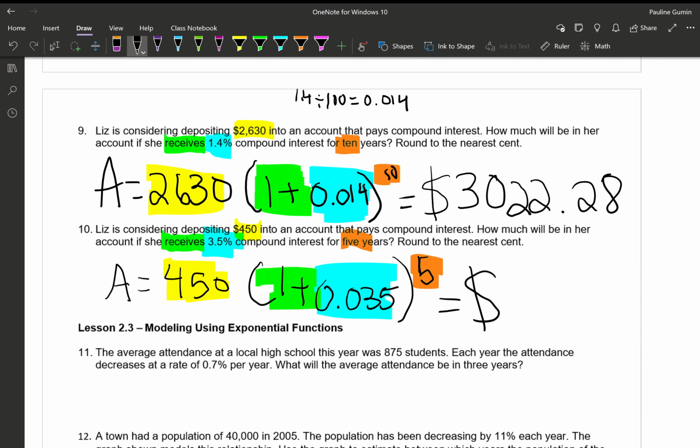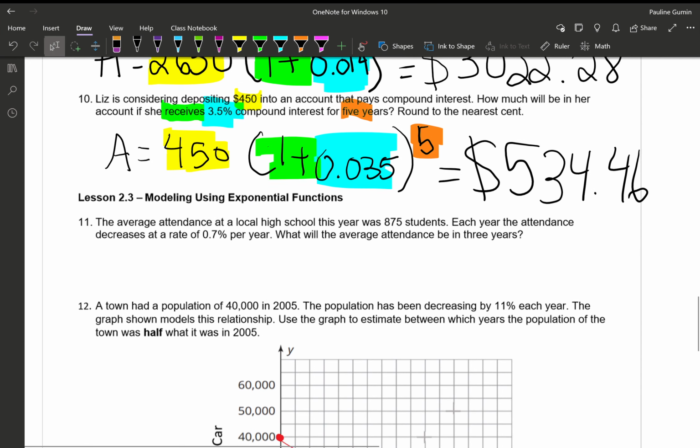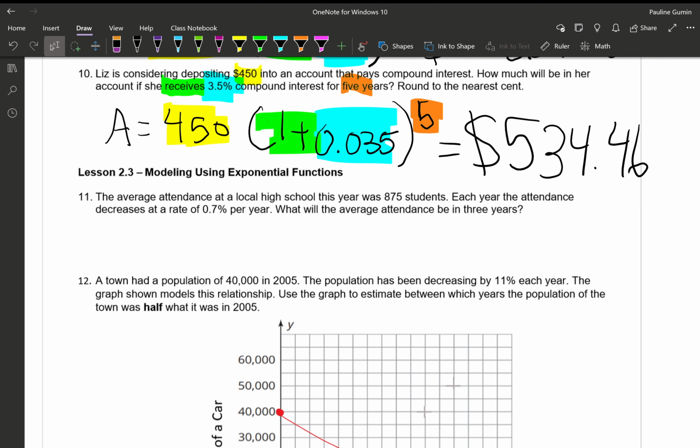Plug this into your calculator, and you should get she has $534.46 in her account now. Number 11, the average attendance at a local high school was 875 students. Each year, the attendance decreases by 0.7%. What's the average attendance in 3 years?